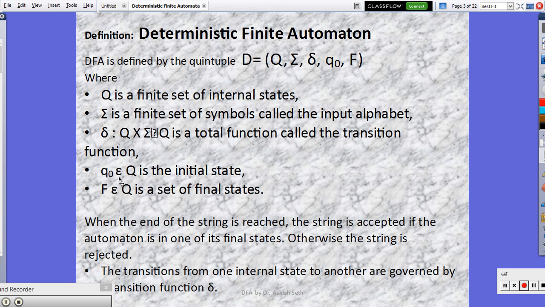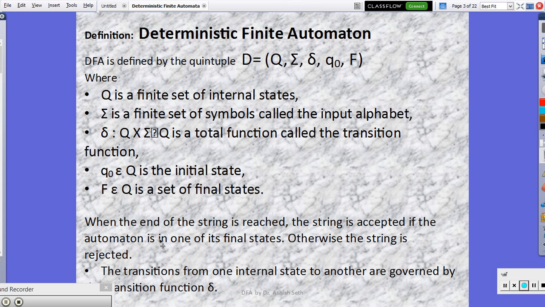Q0 is again an element of this set Q, and this is a special element. We call it a starting state or an initial state. F is a set of final states. Here we have to keep one thing in mind, that in automata we have only one starting state, but final states can be one or more. So F is basically a set that contains all the states that represent the final state.